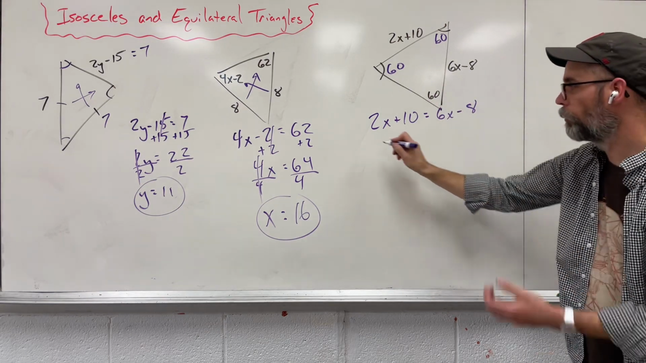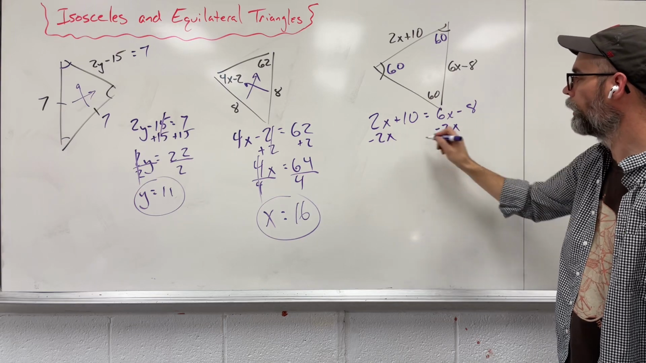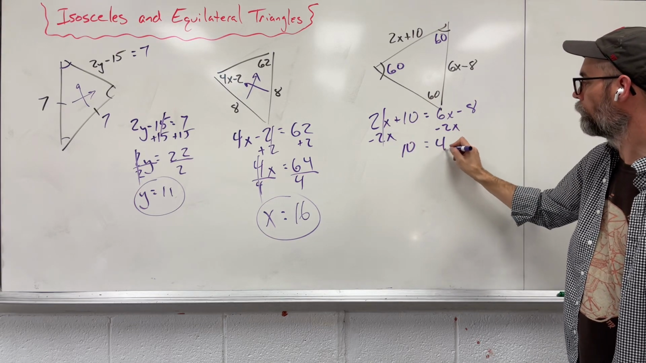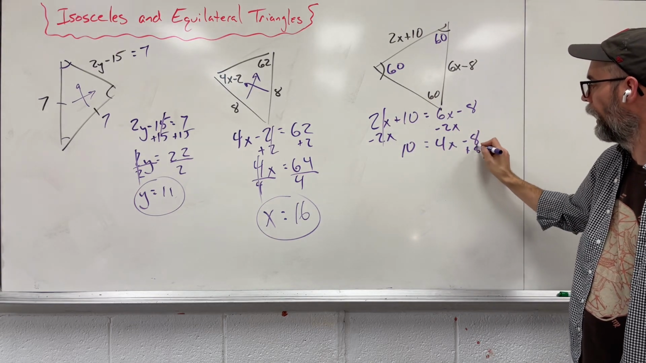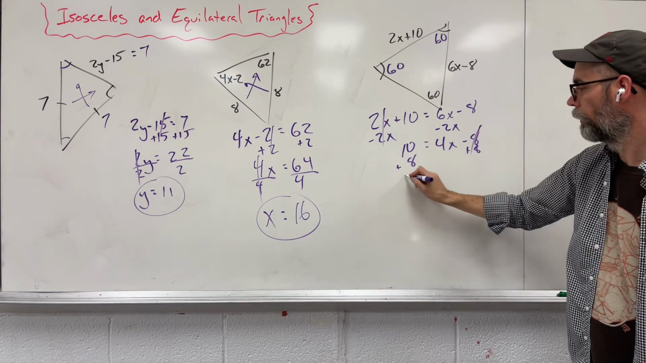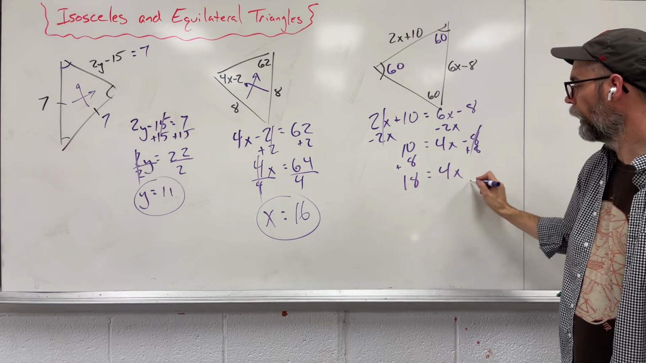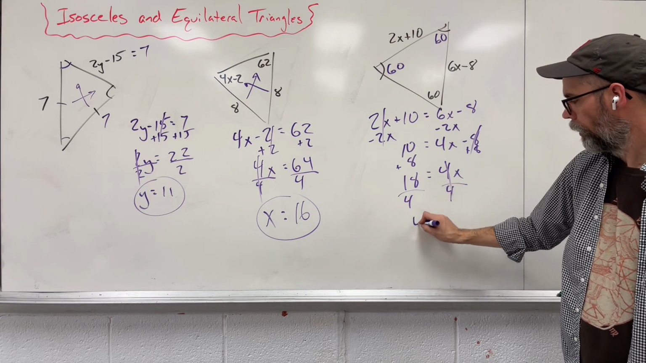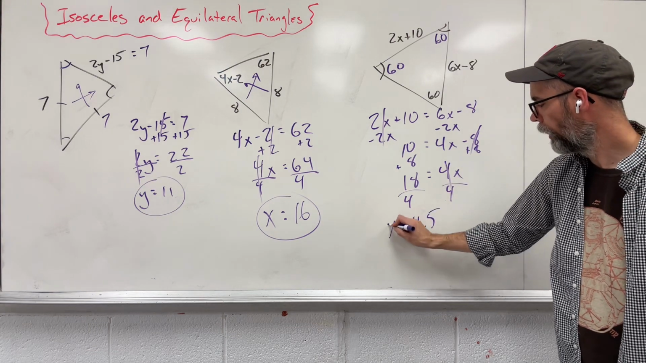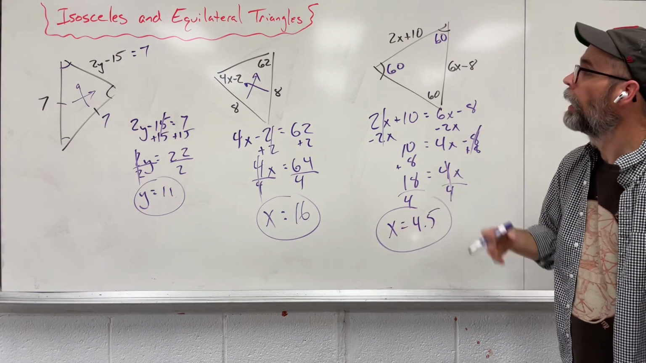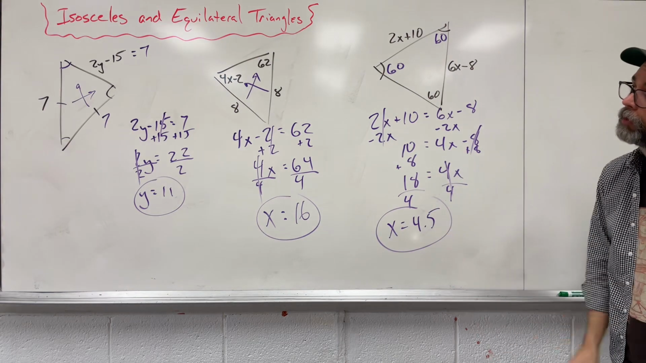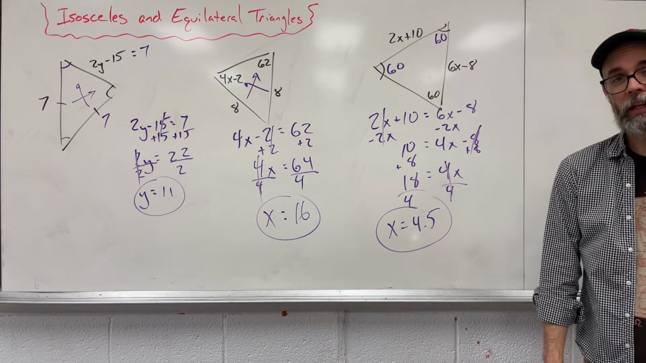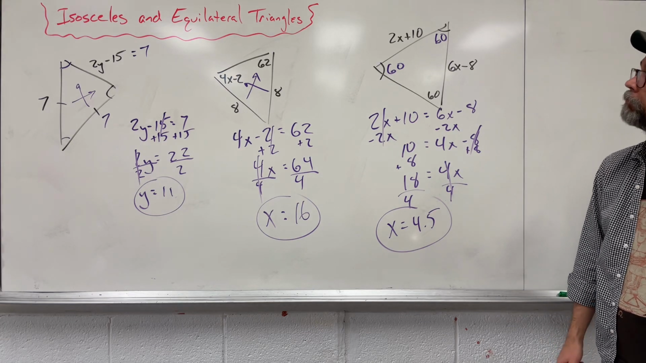And let's do our inverse operations. Minus 2x, 10 equals 4x minus 8, add 8, 18 equals 4x, divide, and we end up with x is 4.5. And that's using all of our rules for isosceles and equilateral triangles to find our missing values.